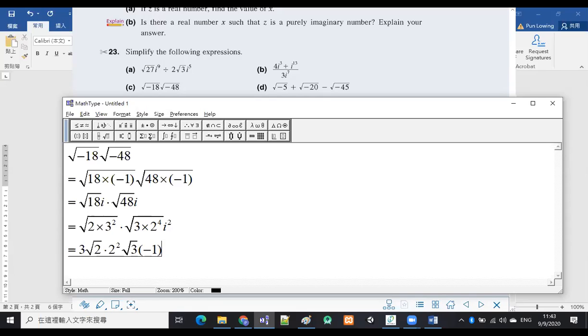And then this i squared becomes negative 1, right? When we want to multiply these numbers together, the numbers outside the square root are multiplied together. 3 times 2 squared is equal to 12. And then the numbers inside the square root are also multiplied together. It's square root 6. So it is negative 12 square root 6. So that is the answer. Can you follow? This is 23C.